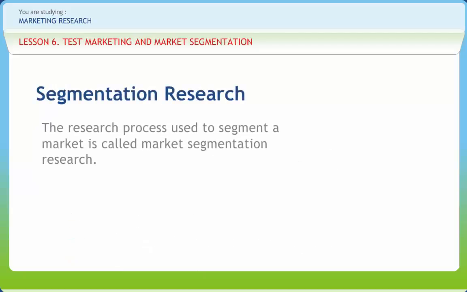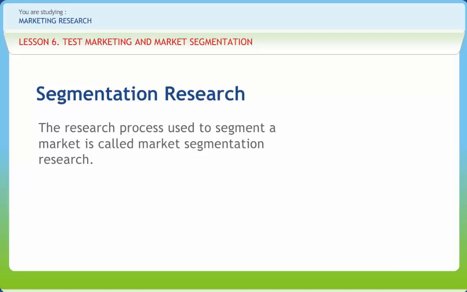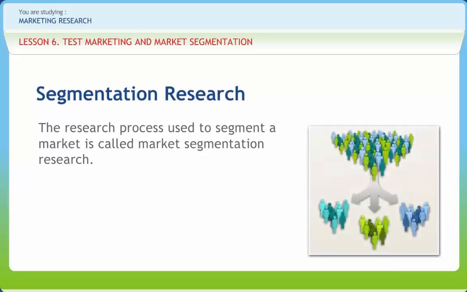The research process used to segment a market is called market segmentation research and consists of three steps: identifying market segments in terms of the characteristics of the consumers, investigating the differences between segments, usually on the basis of attitudes, lifestyles, perceptions, or benefits sought, and evaluating the long-term attractiveness of each segment.